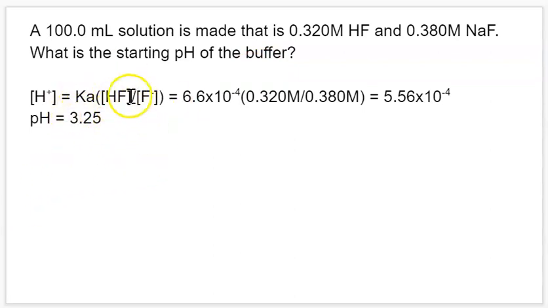So the Ka times the HF over the F minus. And I can just plug in the concentrations directly here since they've just been added to the same solution and they're not really reacting with each other. So 3.2 over 3.8, the HF over the F minus, times the Ka, gives me 5.56 times 10 to the negative 4. And I can then negative log that, and I get 3.25 as my pH for the buffer.